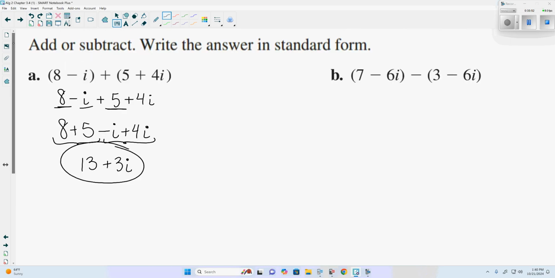7 minus 6i minus the quantity 3 minus 6i. Well, our 7 minus 6i stays the same. But for our second set of parentheses, we have to distribute this negative through because we are subtracting. It's going to turn our 3 from positive to negative, and it's going to turn our negative 6i from negative to positive. Questions on this so far?